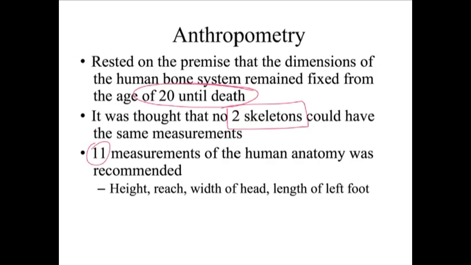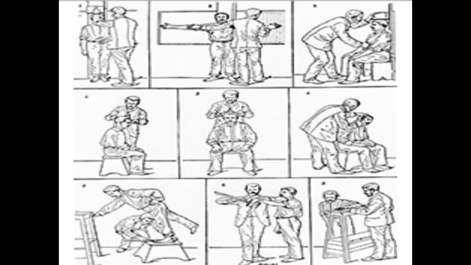So he chose 11 different parts of the human body, things like height, reach, width of the head, length of the left foot, just all these random measurements, thinking that pulling those numbers together would give you very specific measurements and a way to identify an individual. So here are just some of those different ways of measuring, which you guys will actually be doing. You don't have his fancy tools, but we'll be doing the same type of thing.